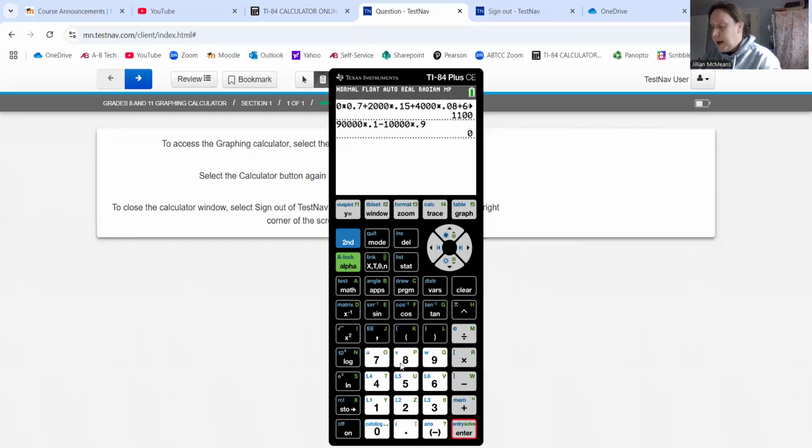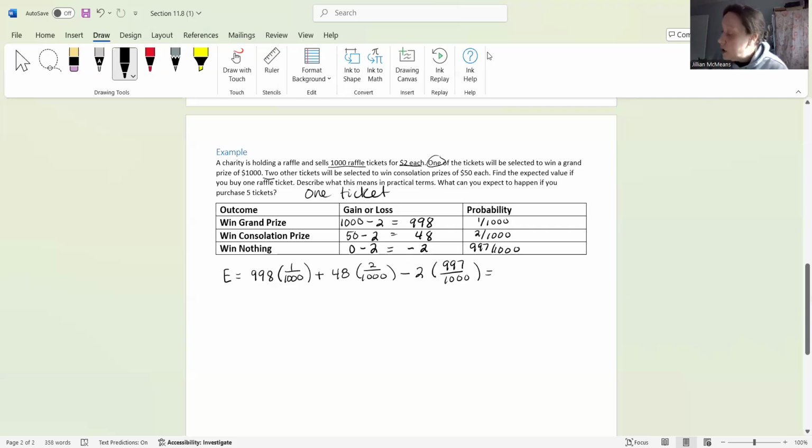Okay, so again, we had $998 with a probability of 1 over 1,000. We had winnings of $48 with a probability of 2 over 1,000. And then we had the situation where we win nothing. So that's got a gain or a loss, the loss in this case of $2 with a probability of 997 over 1,000. So we have an expected value of negative 0.9. So let's go back to the worksheet and discuss what that means. Okay, so we have an expected value of negative 0.9.